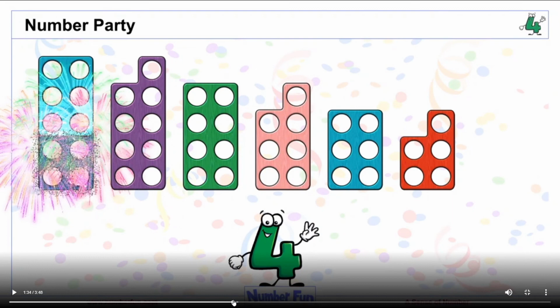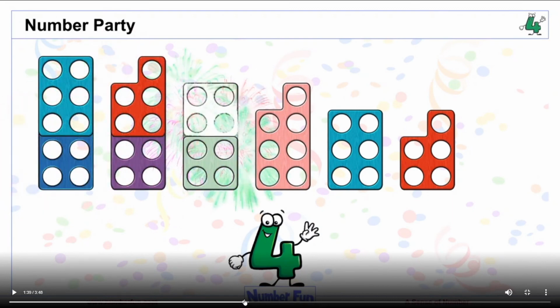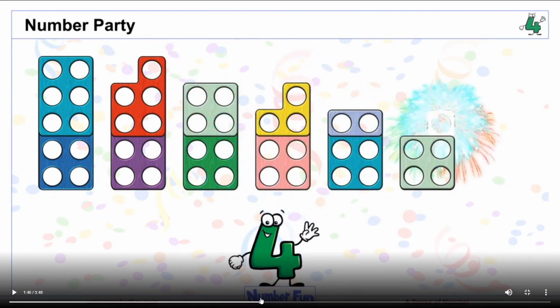where does the 4 appear? 10 minus 6, 9 minus 5, 8 minus 4, 7 minus 3, 6 minus 2, and 5 minus 1. And at the end of each of those, you do get the number 4 as well.